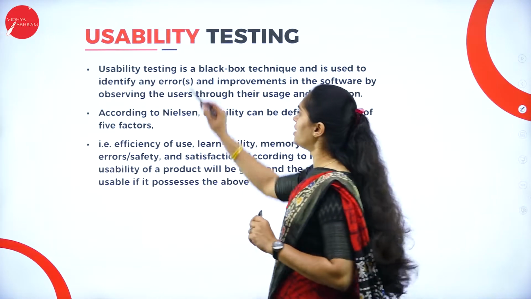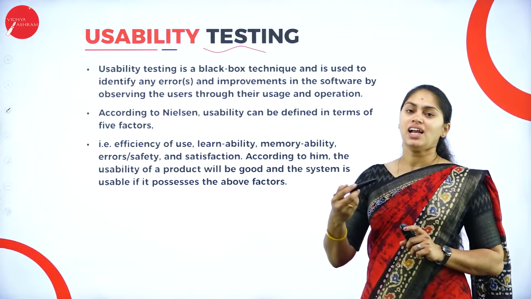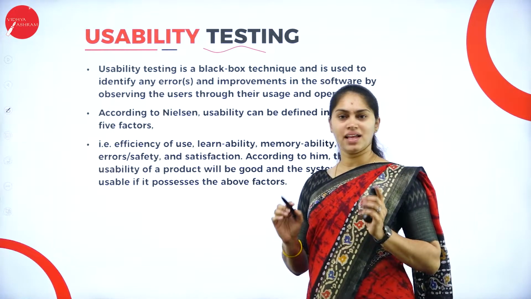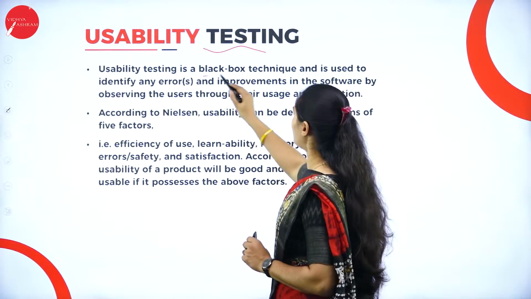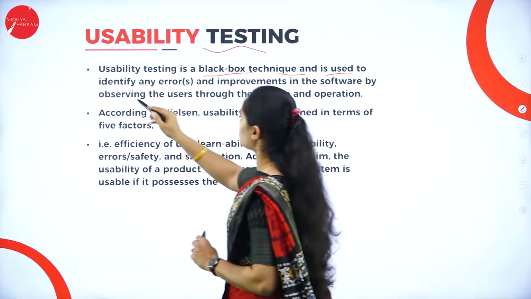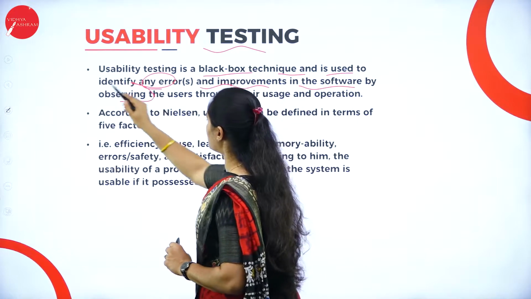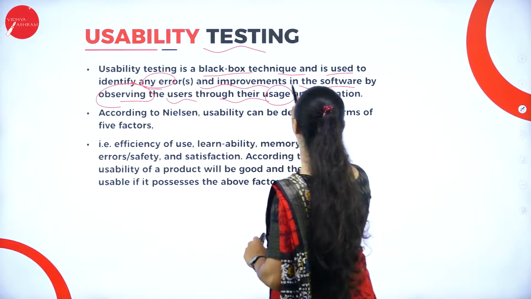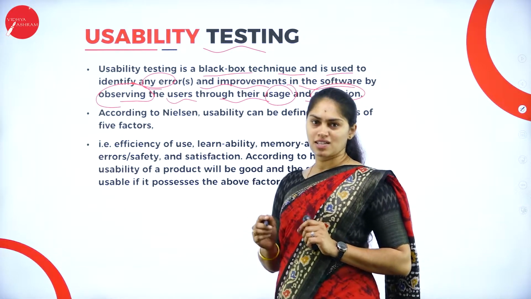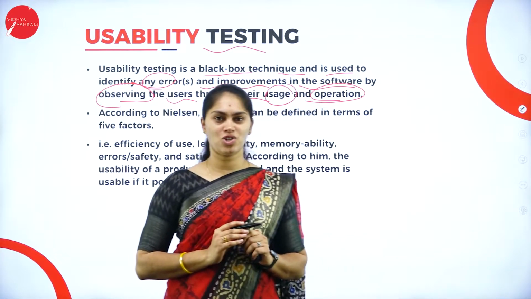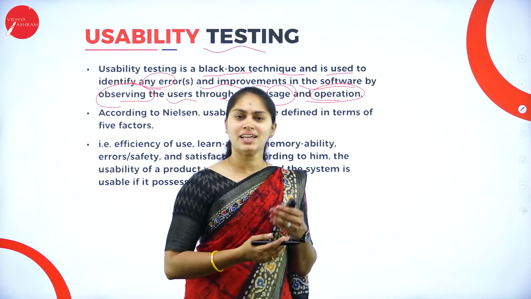So next we have usability testing. When the user is using a software, then how efficiently it is working, we are going to call that kind of testing usability testing. It's a black box technique and it is used to identify any errors and improvements in the software by observing the user through their usage and operation. So when the users are using that particular software, performing some operations with the help of that software, at that time we are simply observing what errors they are facing.